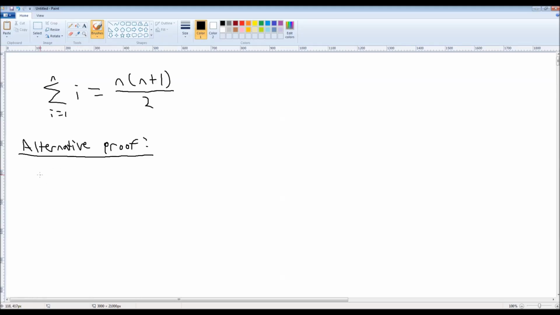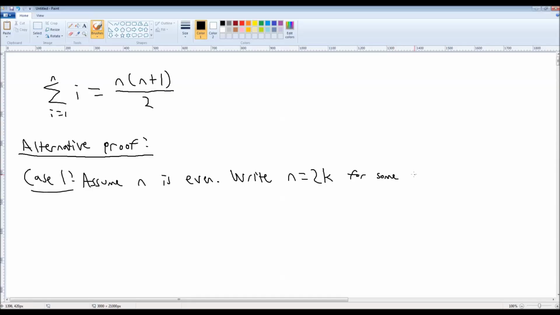Okay. We have two cases to consider. Case 1, n is even. Case 2, n is odd. So, case 1, assume n is even. Well, if n is even, what does that mean? That means we can write n equals 2k for some positive integer k.